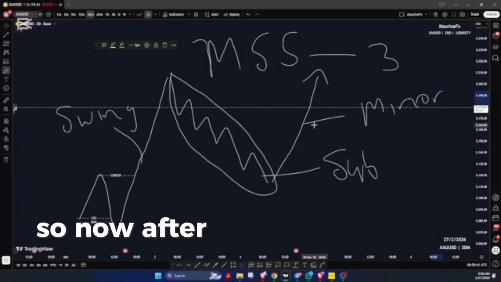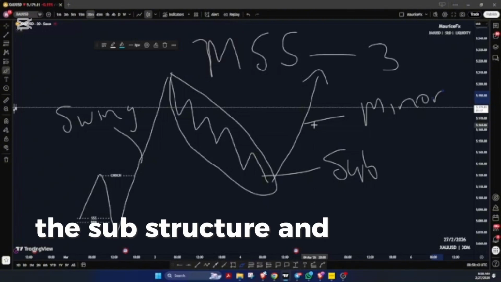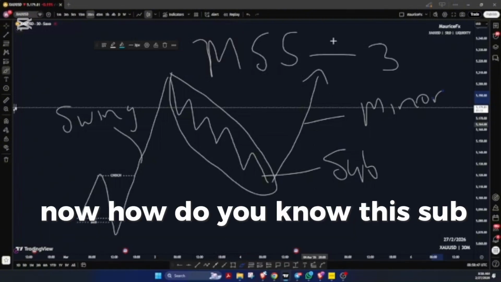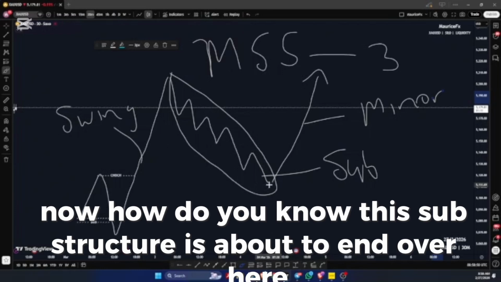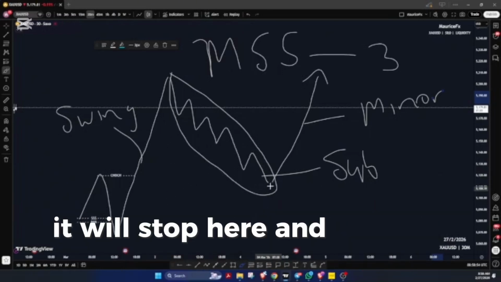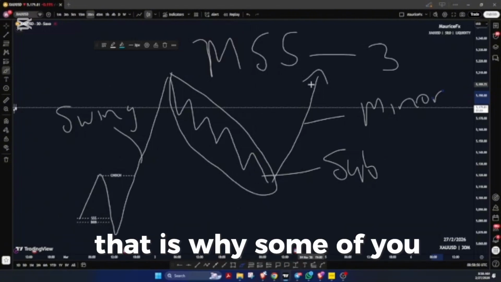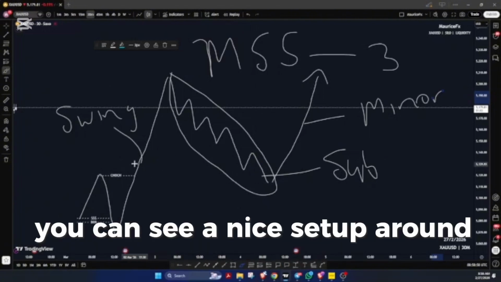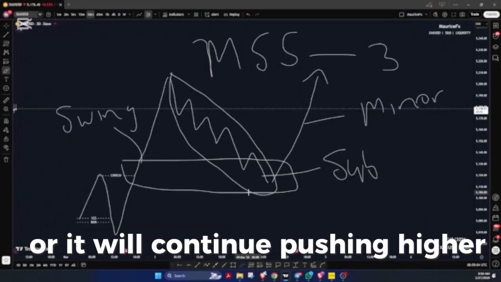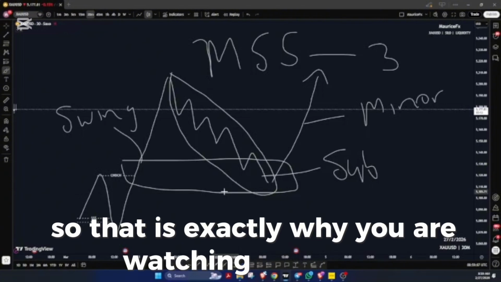So now, after knowing the swing structure, the substructure, and the minor structure, you ask me what is next. How do you know this substructure is about to end over here? How do you know that if the market is pulling back, it will stop here and continue going up? That is why some of you can see a nice setup around this area to take, but you are afraid, you don't know if the market will continue going down or push higher. So that is exactly why you are watching this video.